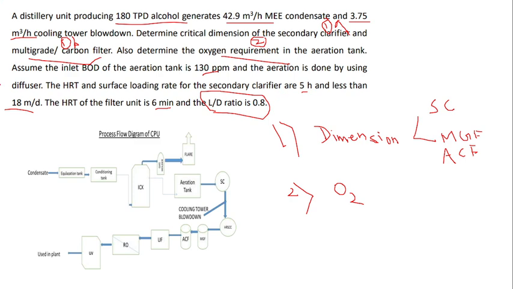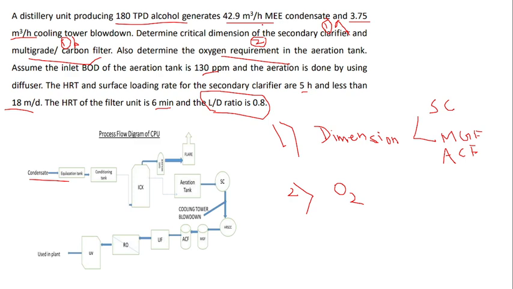Now we have discussed the process flow diagram of the condensate unit already. I will explain it once again. It will be easy to solve the problem. As the question has mentioned, this is a distillery unit. So in the distillery unit, it is going to produce alcohol of 180 TPD. For this, it is going to generate two waste streams. So the first waste stream is the condensate waste stream.